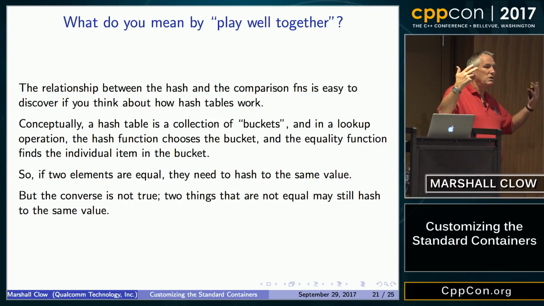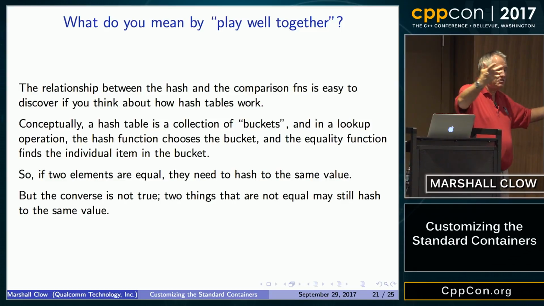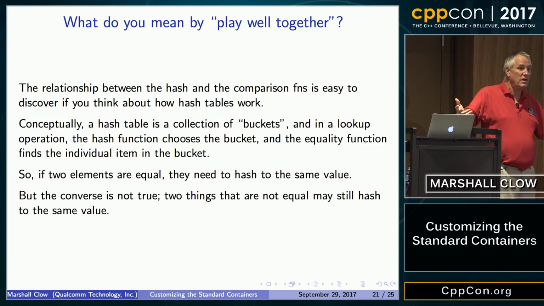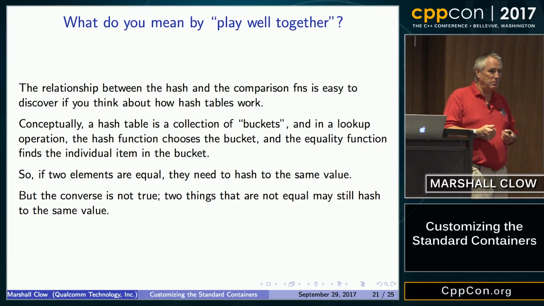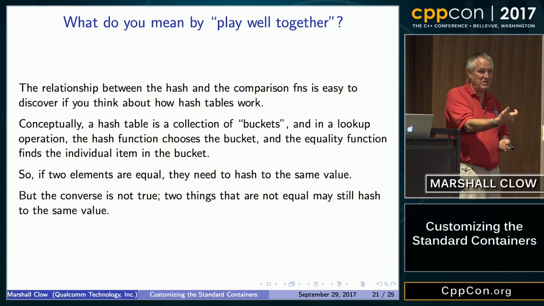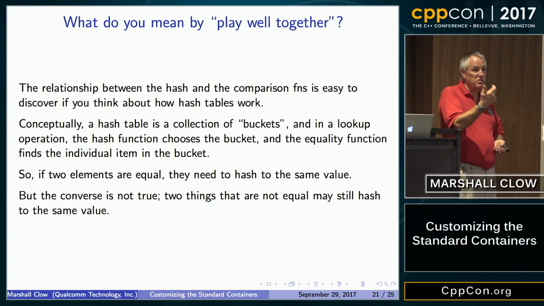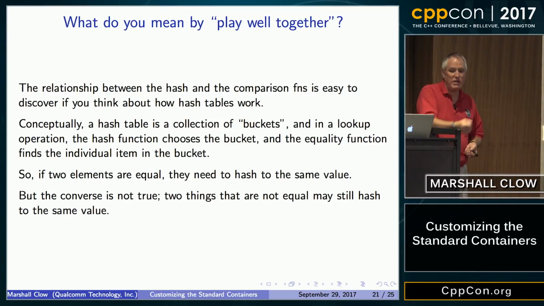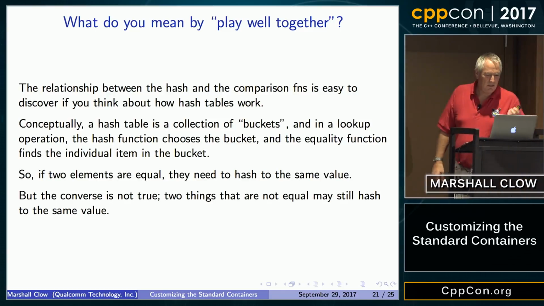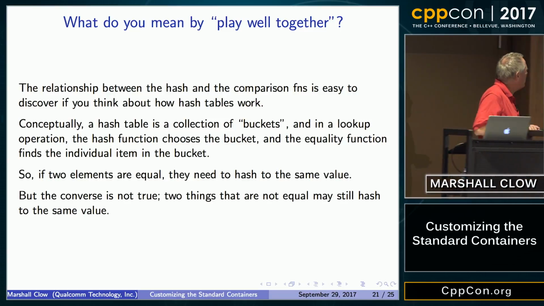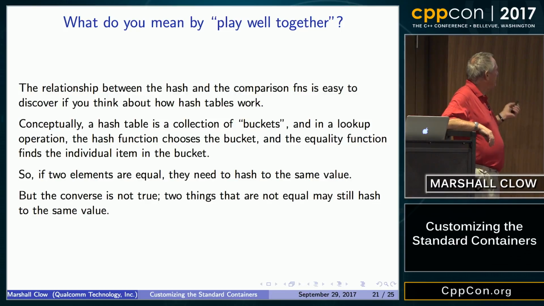If you think about, suppose you have an unordered set of strings, right? And your hash function returns a size_t. That's 32 bits or 64 bits. There are way more than that possible strings. You're going to have a collision eventually. Two things that are not equal still may hash to the same value.